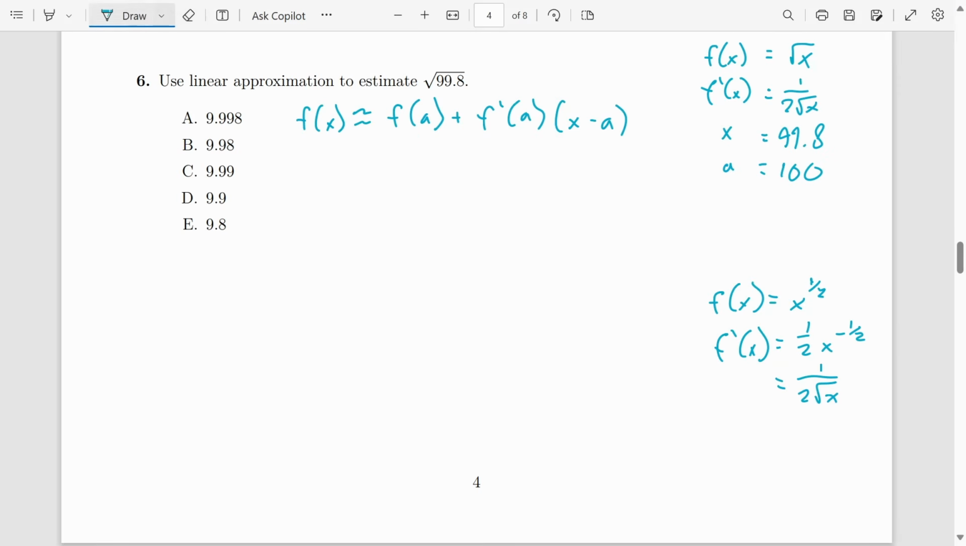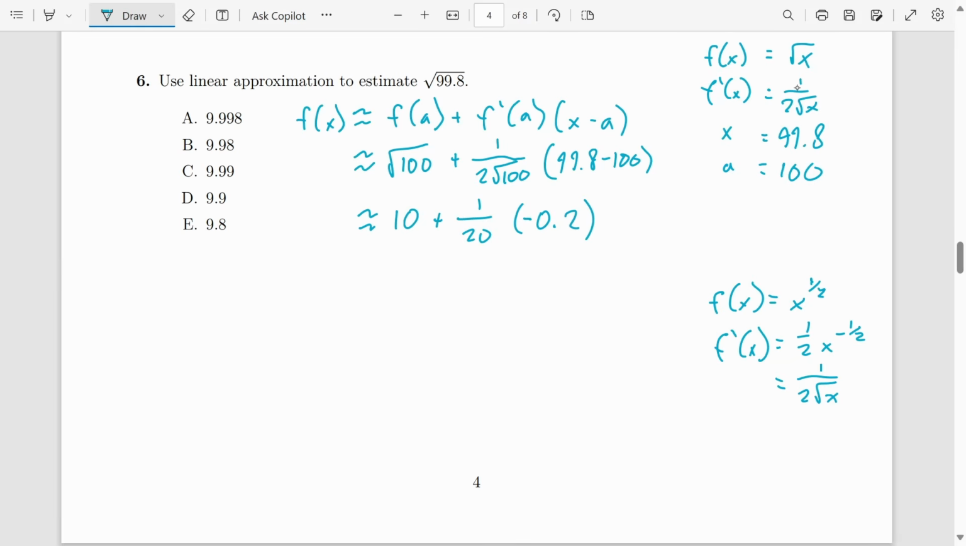And now plugging everything in, we get f of a, which is the square root of 100, plus f prime of a, which is 1 over 2 times the square root of 100, times x minus a, so 99.8 minus 100. Cool, so simplifying, square root of 100 is 10, plus 1 over 2 times the square root of 100. Square root of 100 is 10, 10 times 2 is 20, so 1/20th, times 99.8 minus 100, which is negative 0.2.